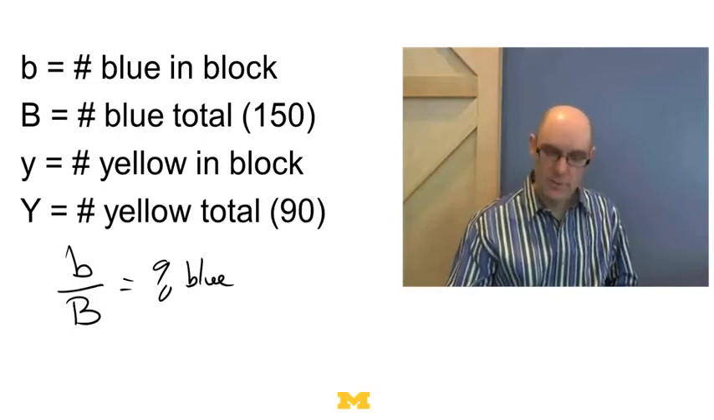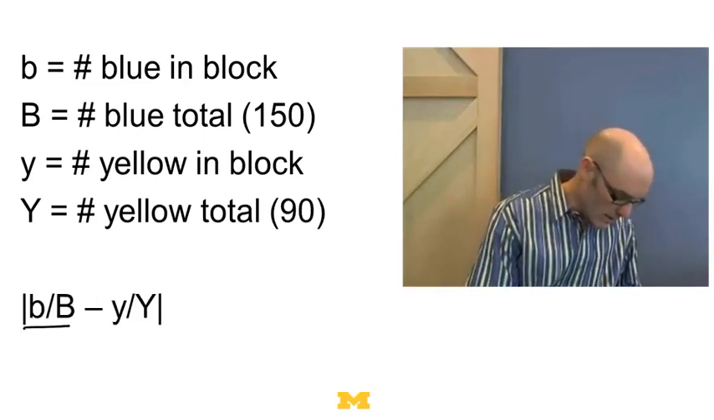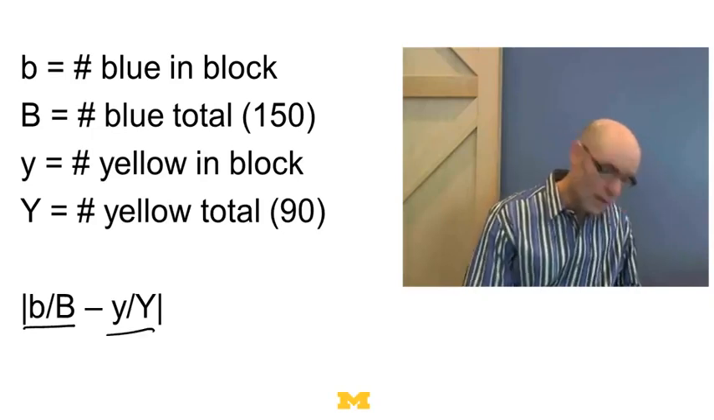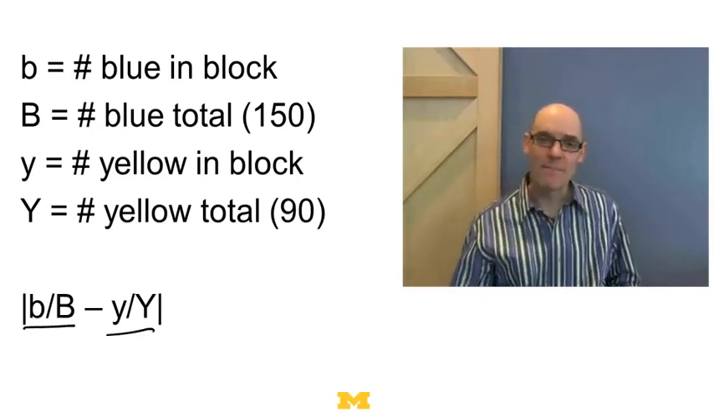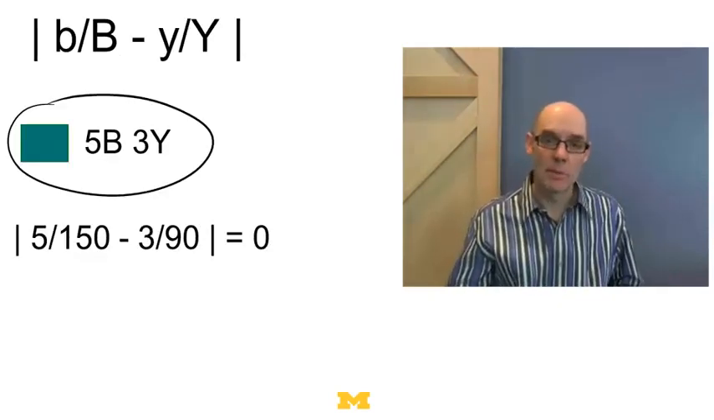Now, why do I want to do that? Why do I want to look at these two numbers? Because if I take the difference between little b over big B and little y over big Y, that's going to tell me how distorted the distribution is in that particular block. Let me be more precise.